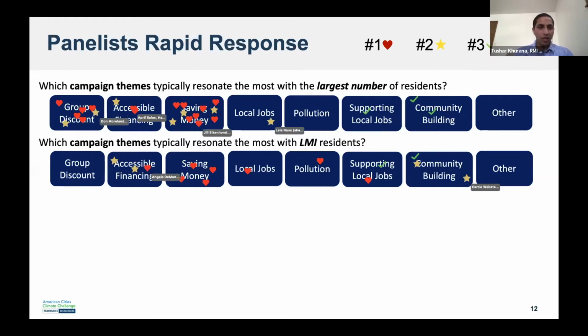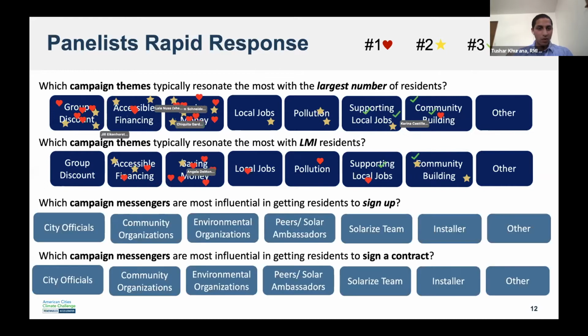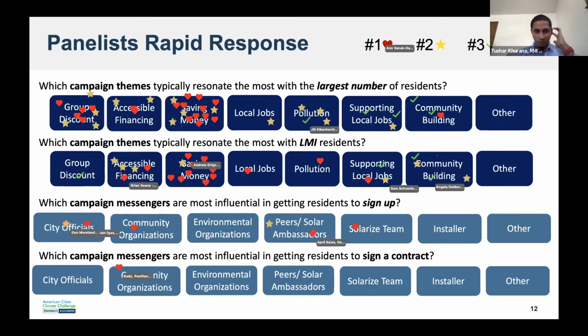Cool, and you can keep annotating there. But also the next question is, which campaign messengers are most influential in getting residents to sign up? And which campaign messengers are most influential in getting residents to sign a contract?